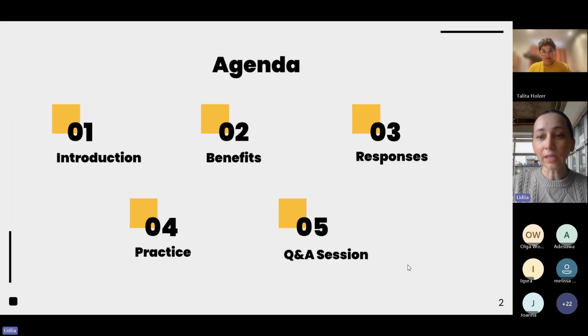So the agenda for today is introduction to the STAR method, benefits of using the STAR method, how to construct STAR responses, practice interview dialogues, and Q&A session.